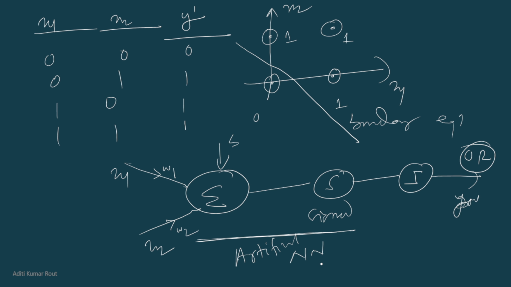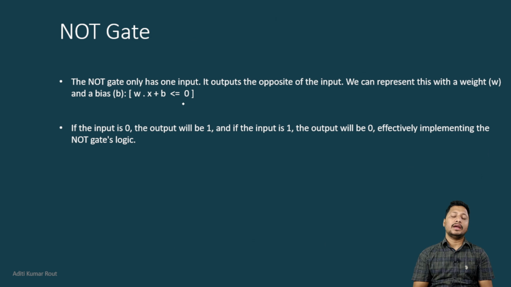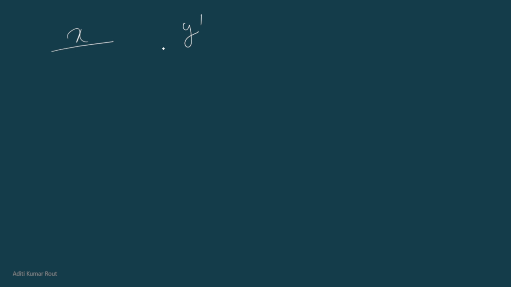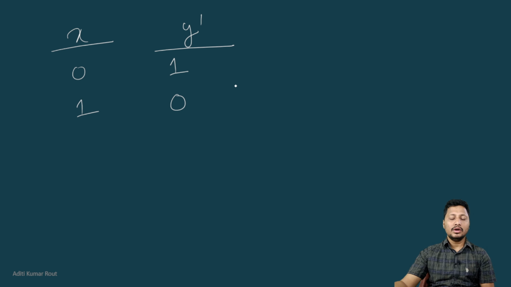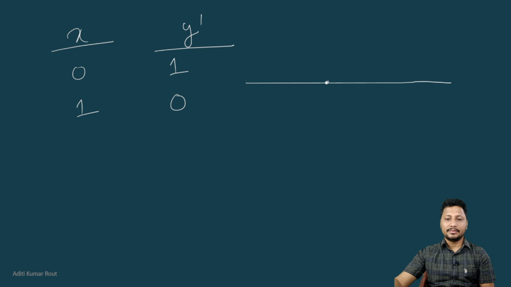So this is basically the implementation perspective. And the last gate here is the NOT gate. The boundary equation is like this: Wx plus b less than or equal to 0. From the implementation perspective, it's basically one input and one output. I can say it is basically the complement. When the input is 1, it's 0. Geometrically, this is one plane, and on the other plane, this is a point which can separate the 0 and 1 values. This is a point geometrically.